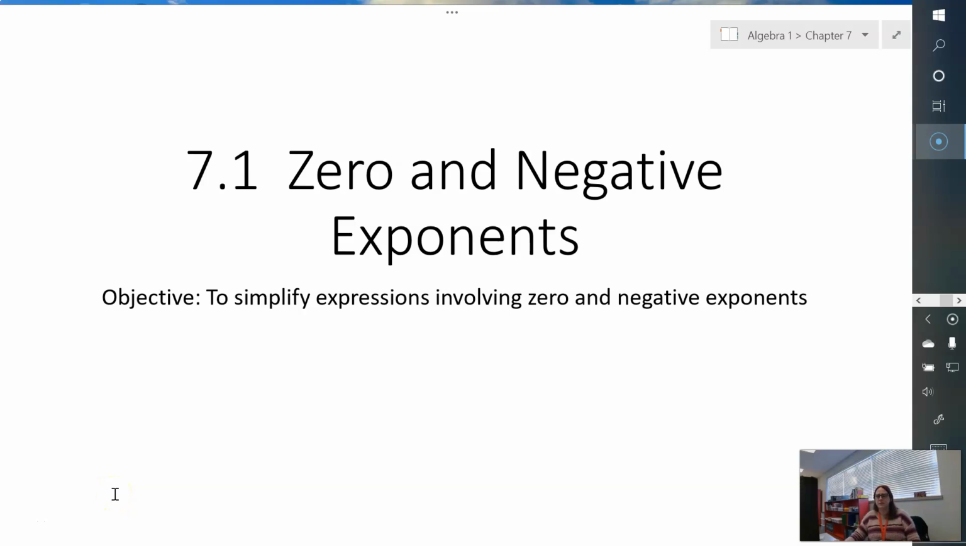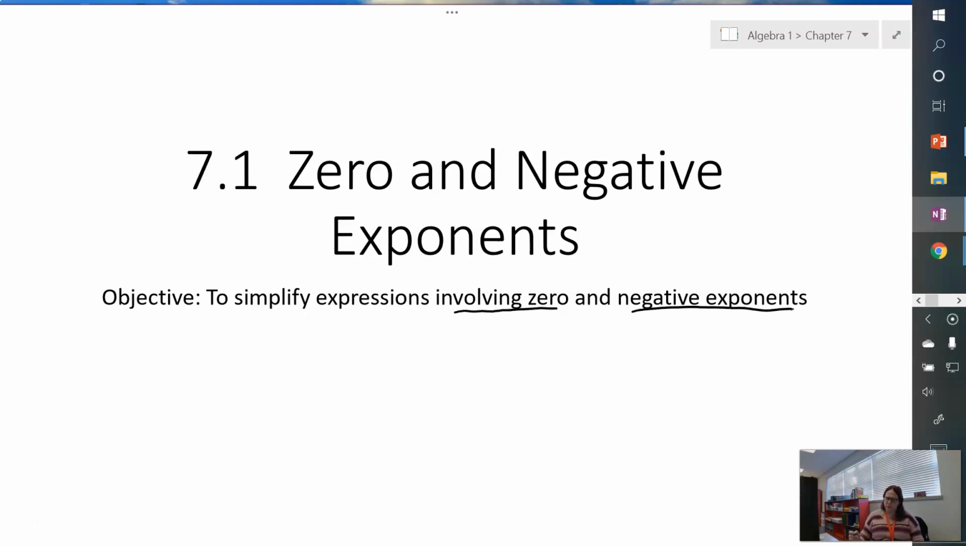Hello everybody, this is Mrs. Snook with section 7.1, which is our first section in chapter 7, and this chapter is all about exponents. And in today's lesson, we're going to simplify exponents that have zero or negative exponents.